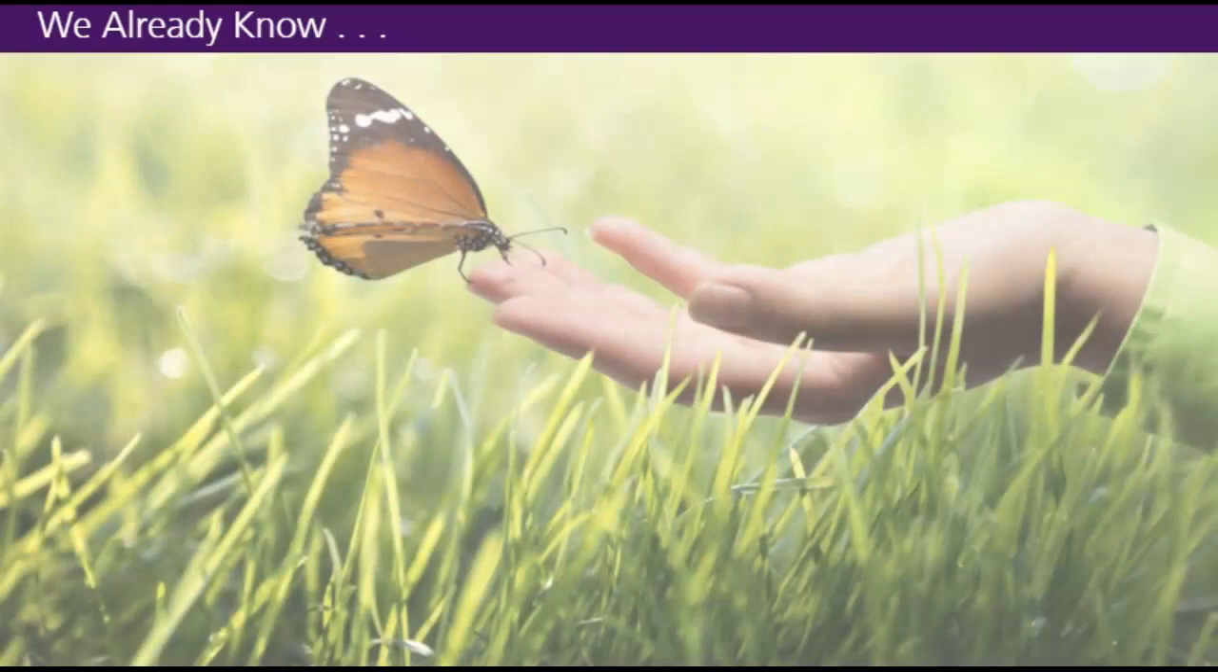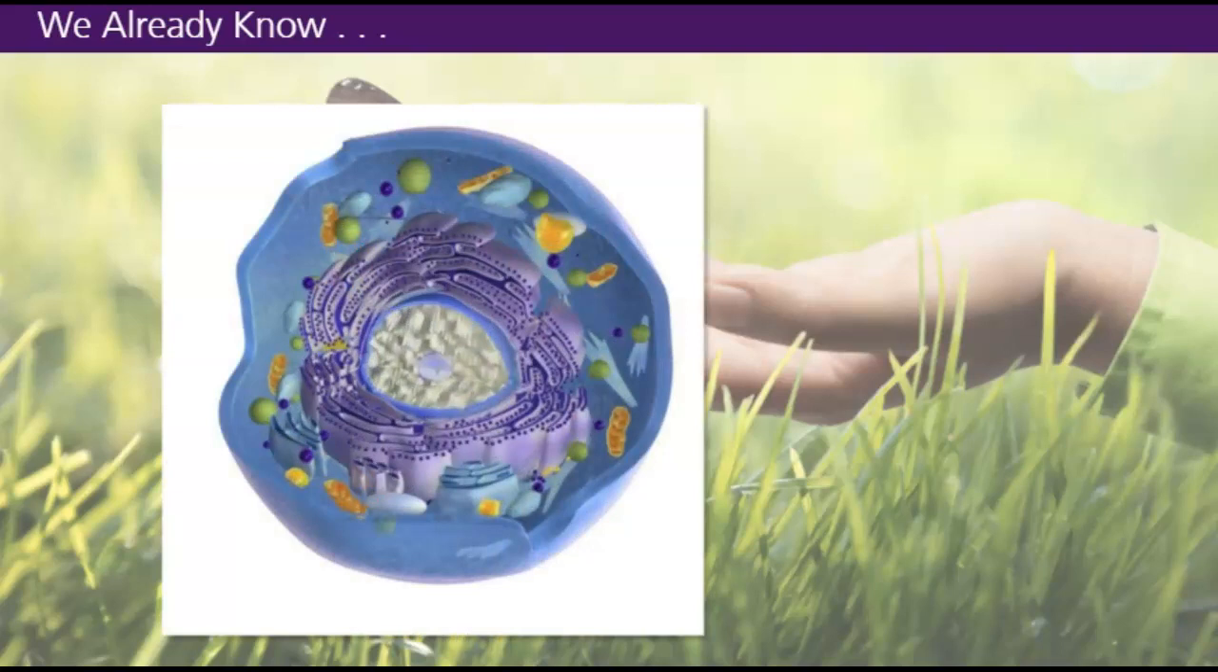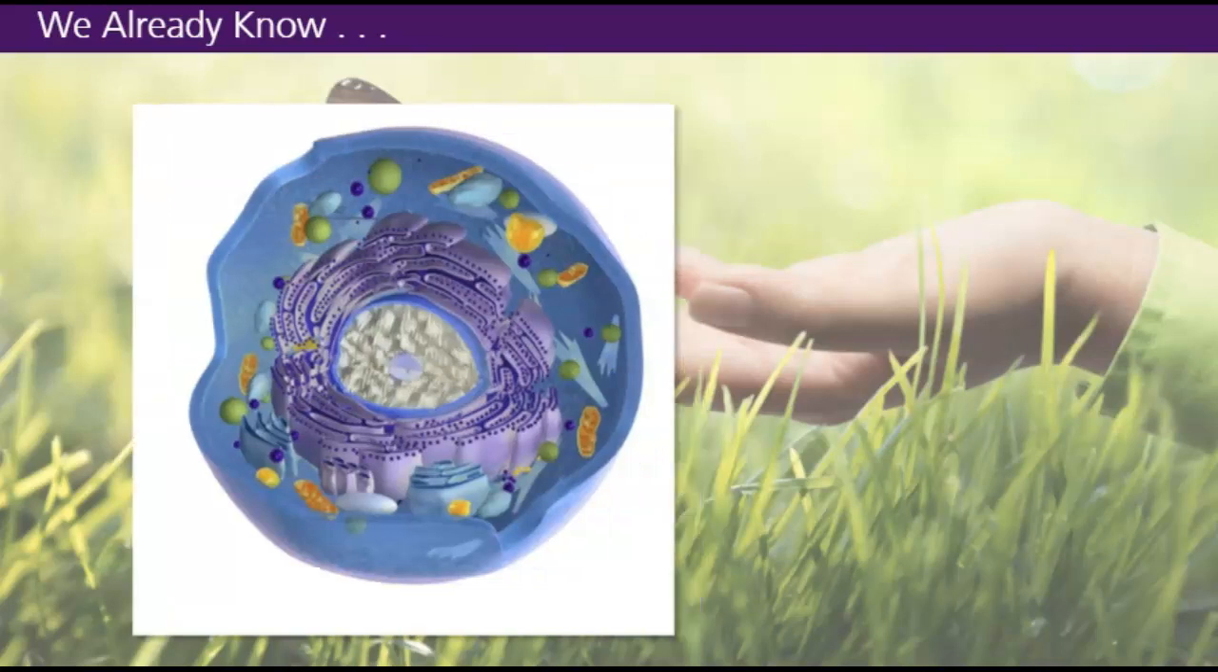Before we get started, you should already know a few things. All organisms are made up of cells. Animals, plants, and bacteria are all made of cells because the cell is the basic unit of life.